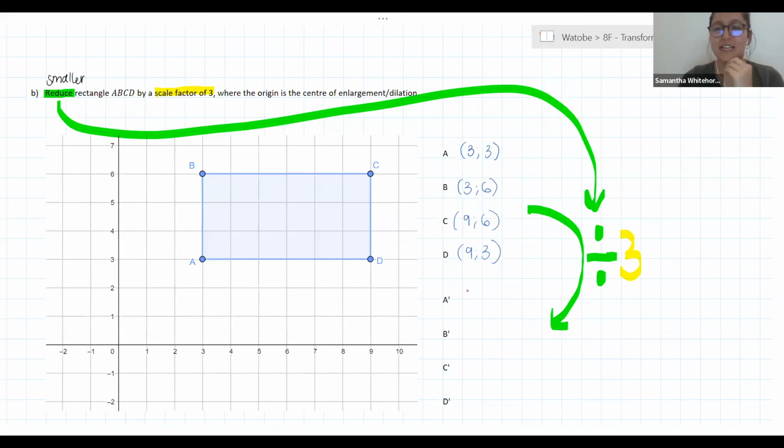So if we have a look at A, let's just start with the original one and do it together. I now want to divide both of these original coordinates by the scale factor. So I want to divide both the x and y by 3. Now we know that 3 divided by 3 is 1. And so my new coordinates for A dash are going to be 1, 1. So I've got A dash. I now want B dash, C dash, and D dash.